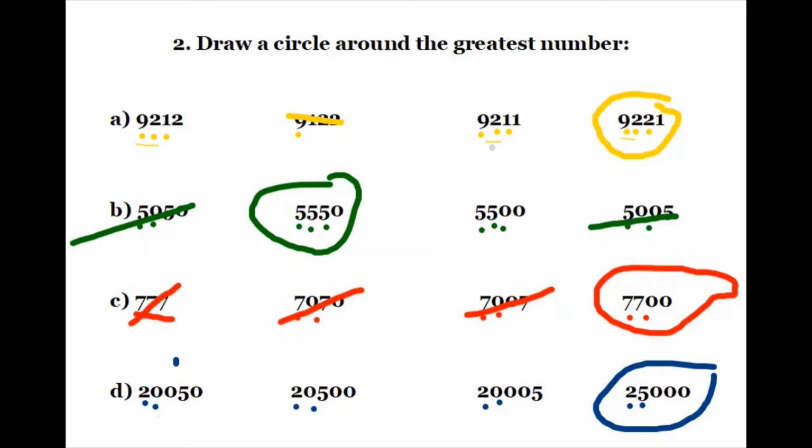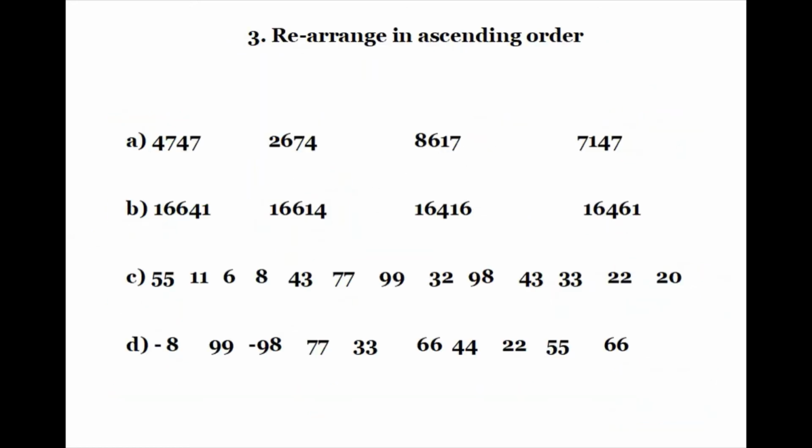We move to the next exercise. Our third exercise is this: rearranging the following data in ascending order. Since we're still working with positive numbers only, we can still use the 2 steps I introduced in the previous 2 slides.